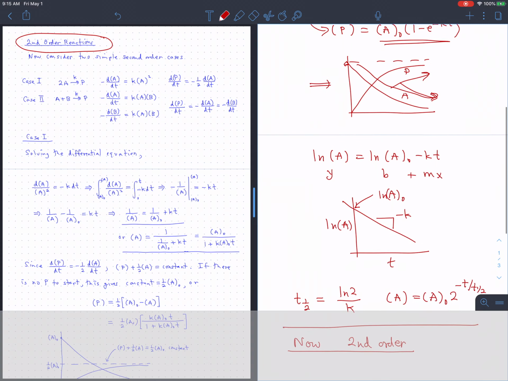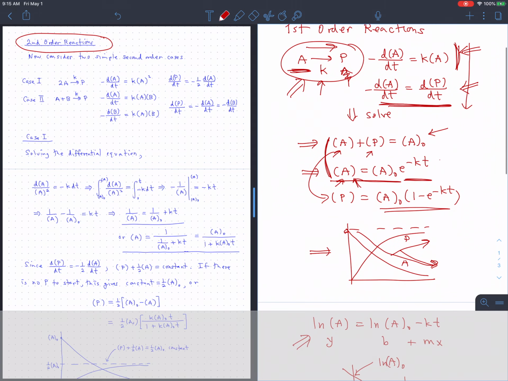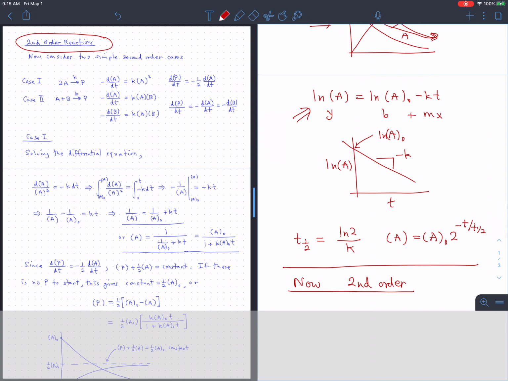How do you tell? One way is to take the log of both sides of this. And then notice that if you plot the log of A versus T, that should give you a straight line. The slope of that straight line is minus K. The intercept for that straight line on the y-axis is the logarithm of the initial A concentration.